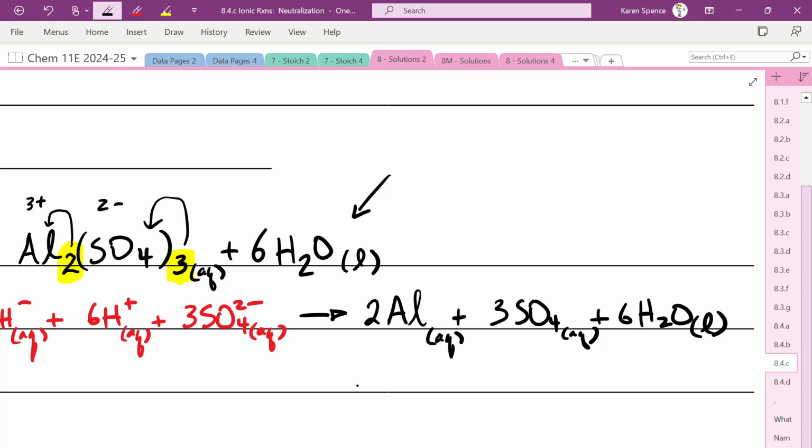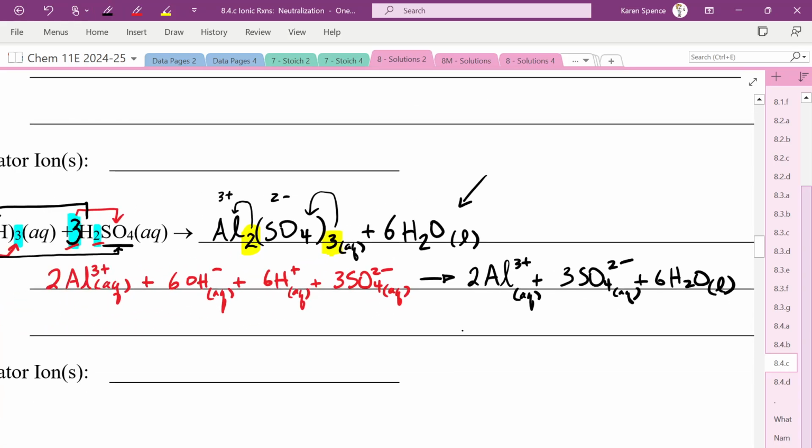What else we got? Charges: 3 plus, 2 minus. Okay, now we're good to go. Who are our spectator ions? Al 3 plus, and who else? SO4 2 minus.